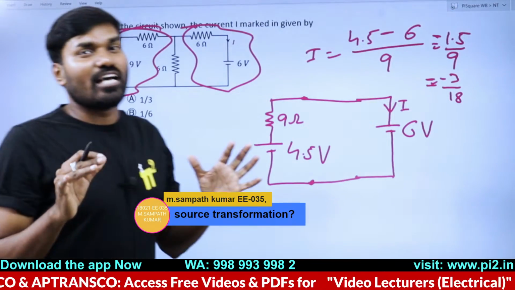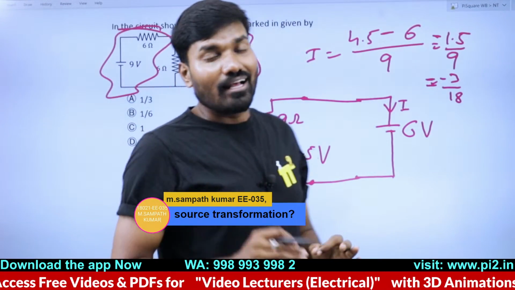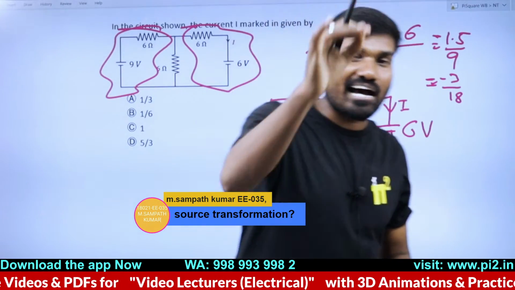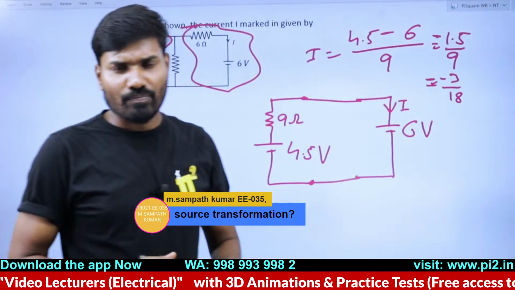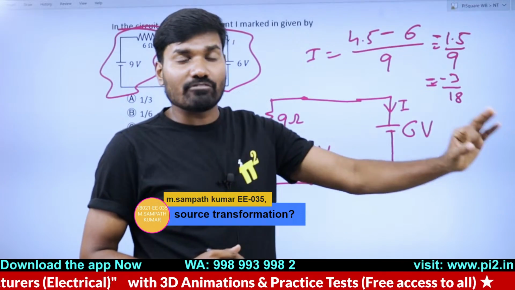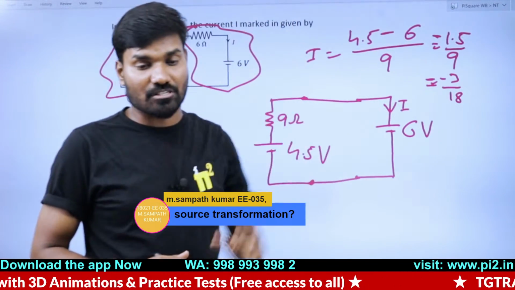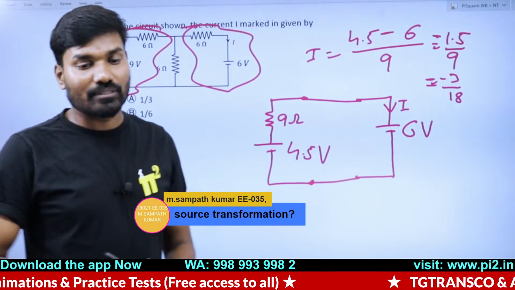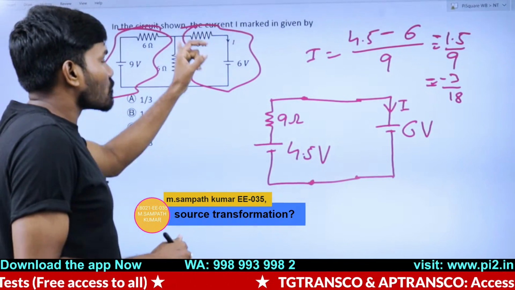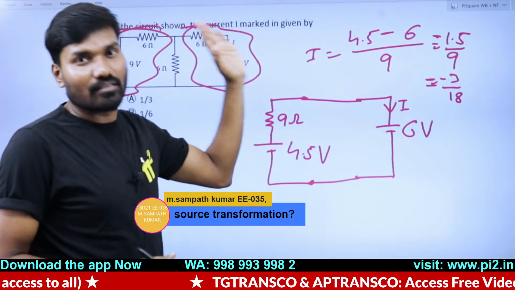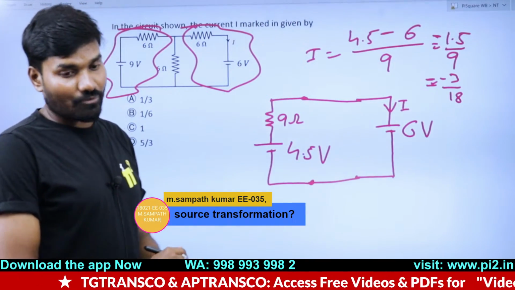You will not get much help because I said a key point in the source transformation. The source transformation or star delta transformation or any transformation for that matter, if you want to do, you should not disturb the element of interest. The element of interest is this. By using source transformation, if this is disturbed, you cannot get the answer. So that's not the easy way.